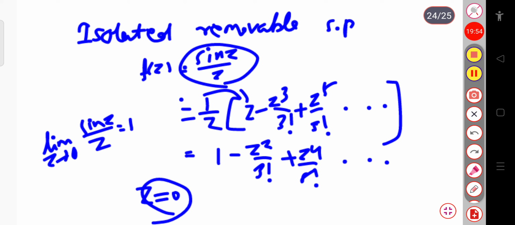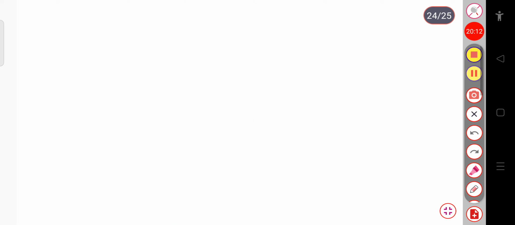So if the principal part of the Laurent series expansion of the function f of z contains no negative power of z, then we can say that z equal to a point is called the removable singular point of f of z. Here I am not going into brief detail; this is just a summary of the topic.